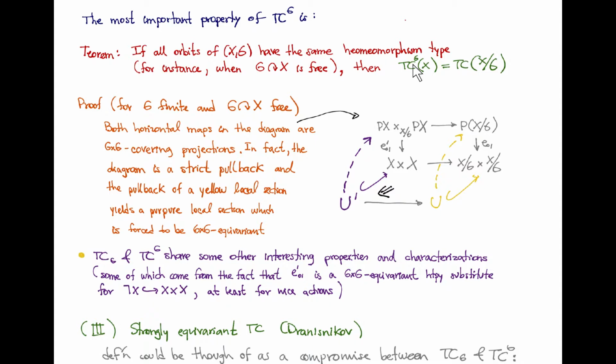And I already said that this is always larger than or equal to that. But they are the same, essentially because of the same diagram that I had before. Now, just as this is a covering projection, this is also a covering projection, and in fact this is a pullback diagram. So, if you take local sections, you can pull them back through equivariant sections.